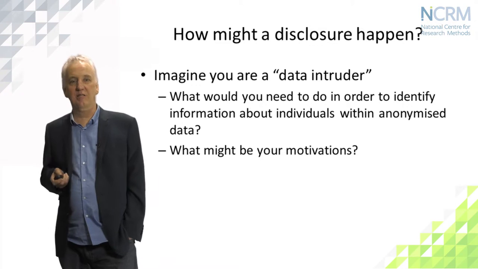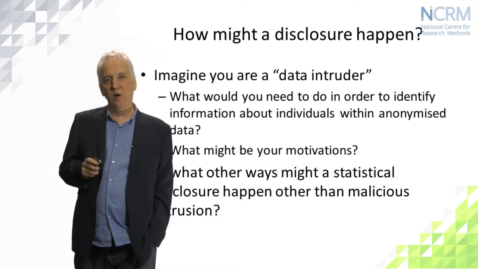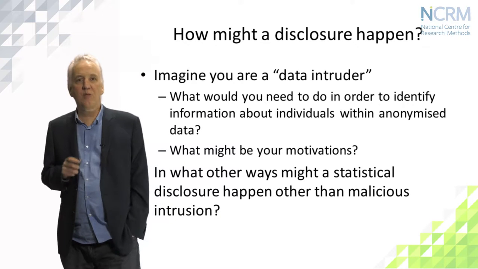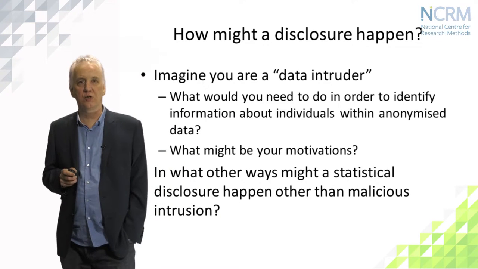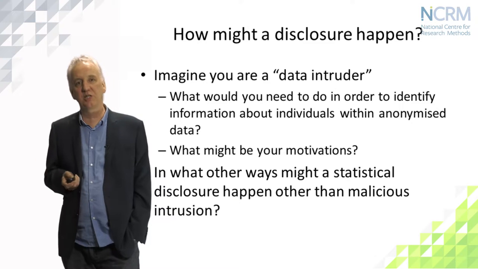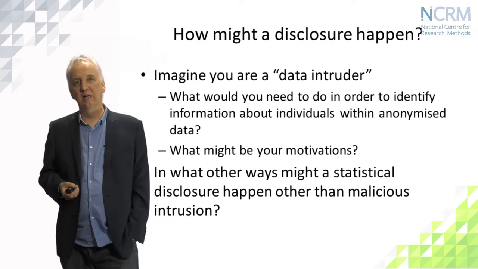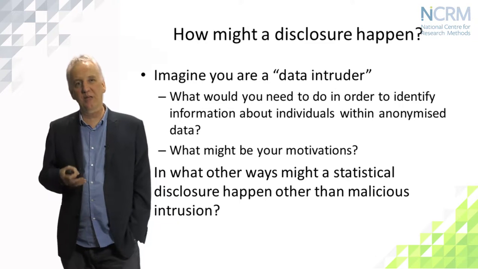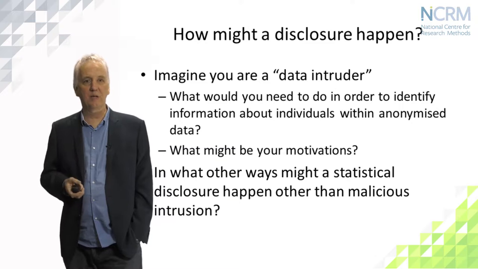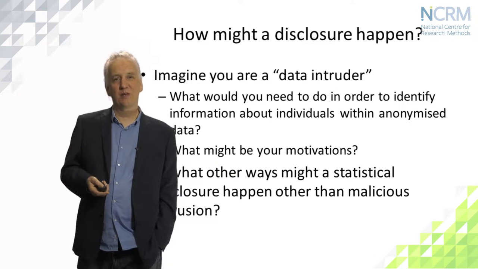These two questions are actually related. And there's a third question as well. In what ways might a disclosure happen without malicious intrusion? Okay, so in the first situation, we're imagining that there's a malicious intruder and that's who you're mimicking yourself as being. And the second situation, we may be thinking about how it might happen without any malicious intent. Okay, so if you stop the video now and make a few notes.